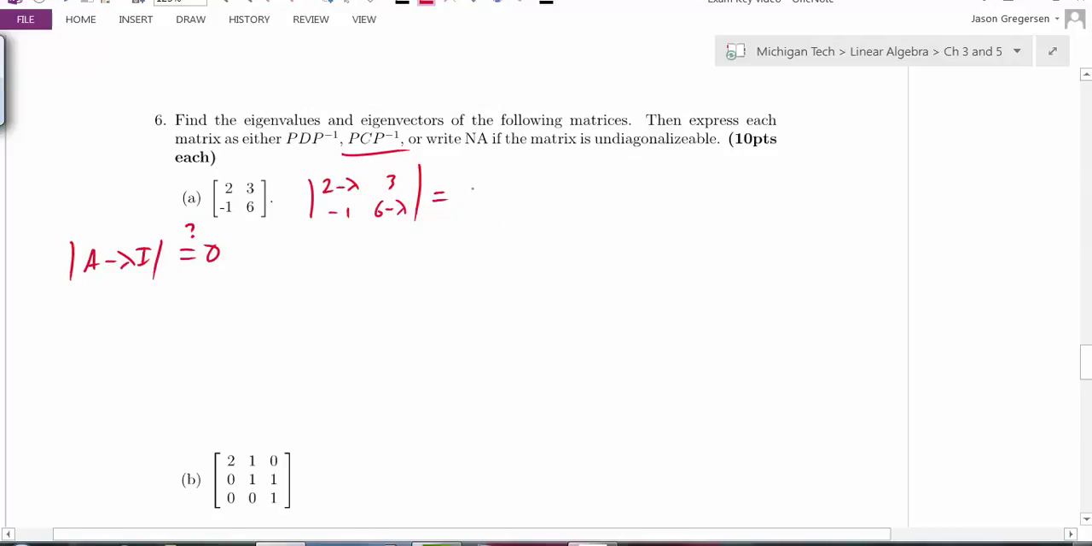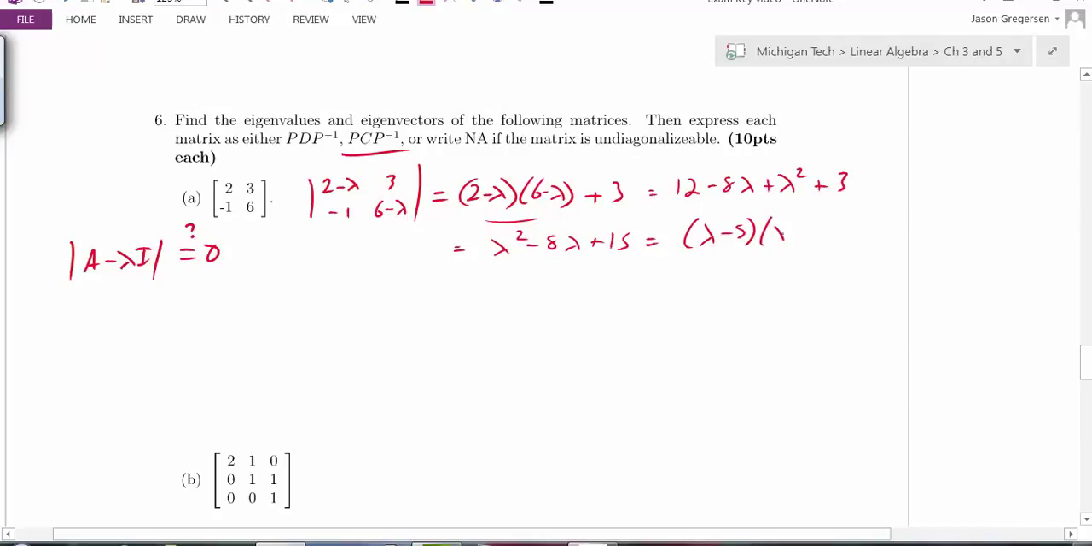So I find this determinant: it's 2 minus lambda times 6 minus lambda, minus a negative 3, or plus 3. Then I'll expand these two pieces out. I will get 12 minus 8 lambda plus lambda squared plus 3. So this is lambda squared minus 8 lambda plus 15, which I see can be factored as lambda minus 5 and lambda minus 3. And the question is, when is this thing equal to 0? Well, it's equal to 0 when lambda equals 3 or lambda equals 5. So those are my two eigenvalues.